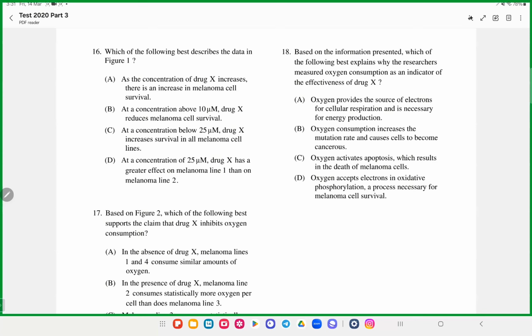Since we see RNA polymerase, that means we are observing transcription. Since we see ribosome, that means we're observing translation. And they're both occurring at the same time.